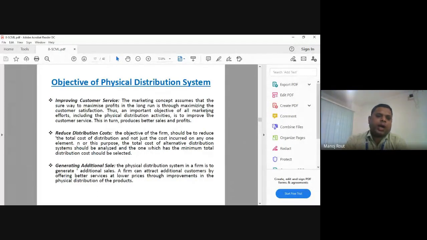So whenever you find potential customers, in that case you can maximize your profitability. That is the concept behind improving customer service. This in turn produces better sales and profit. The next part is reduce distribution cost. The objective of firms should be to reduce the total cost of distribution, not just the cost incurred on any one element. The total cost of alternative distribution systems should be analyzed, and the one with the minimum total distribution cost should be selected. In reducing distribution cost, I will give the best example.